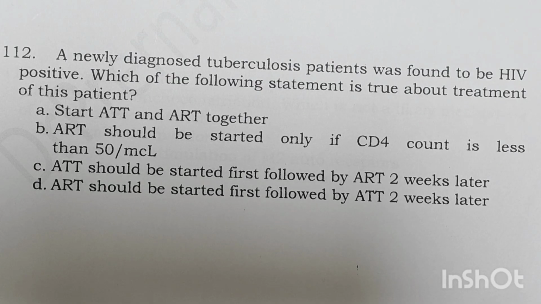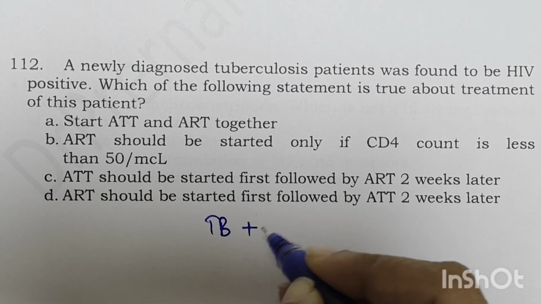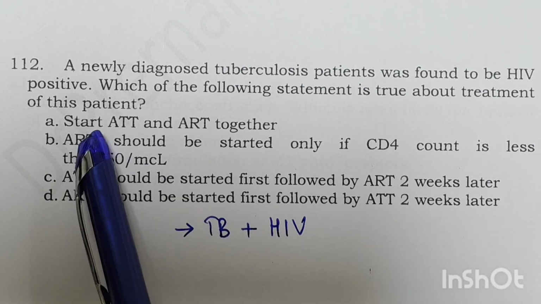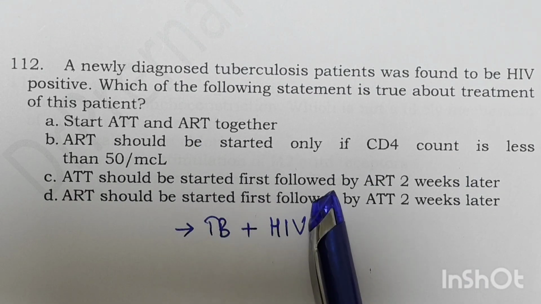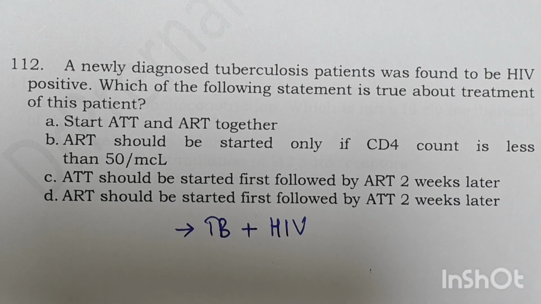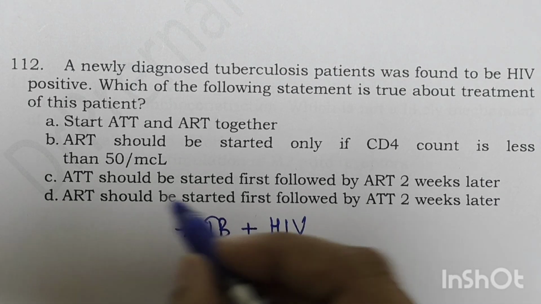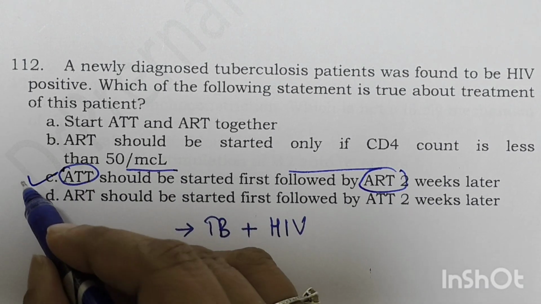A newly diagnosed tuberculosis patient is found to be HIV positive. Which of the following statements is true? So now here the patient has TB plus HIV. Start ATT and ART together. ART started only when CD4 count is less than 50. ATT started first followed by ART 2 weeks later. ART started first followed by ATT 2 weeks later. Patients with active TB usually also have advanced HIV disease, or you can say that HIV when it reaches advanced stages usually presents with TB. So here the first thing you should do is start ATT first, followed by ART 2 weeks later, if the patient has not started ART.